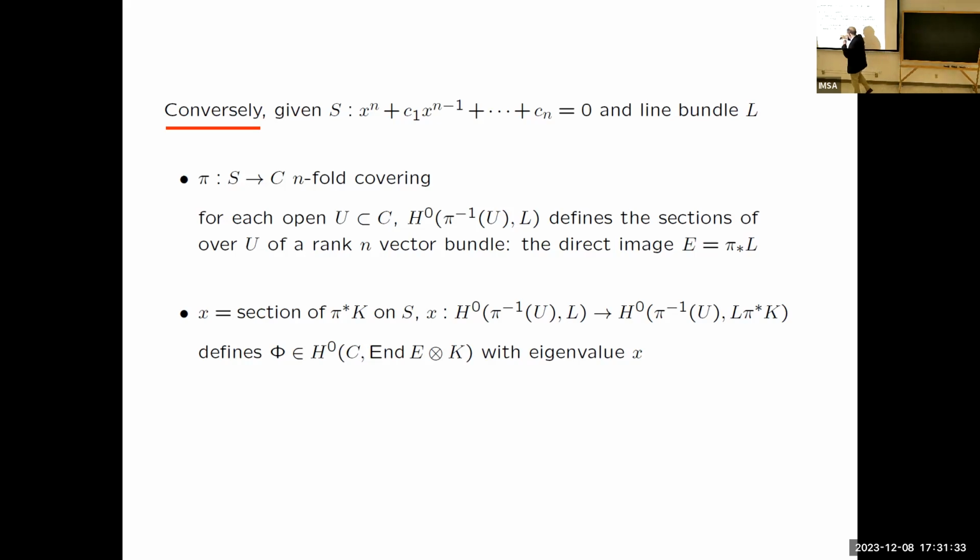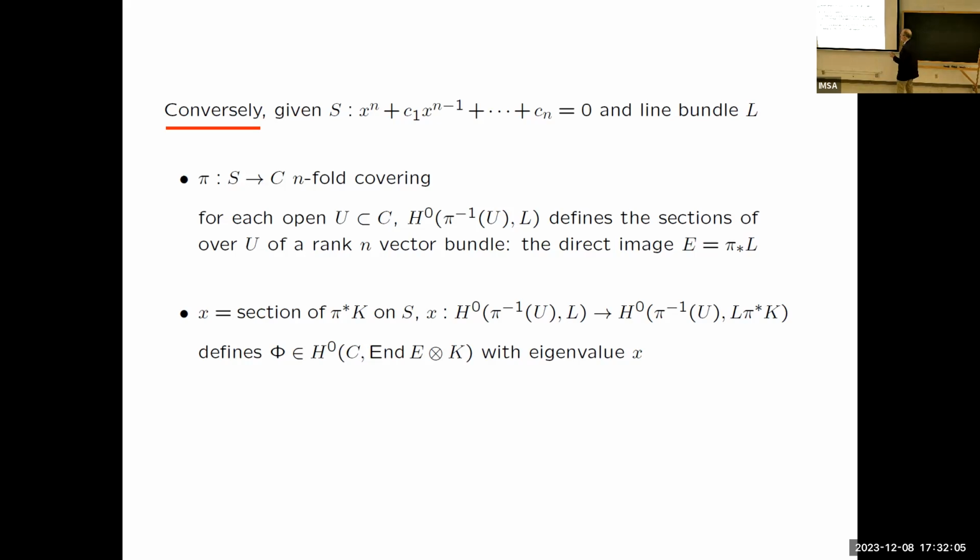And what was x? Well, x was really a section of the pullback of the canonical bundle on S. And so if you multiply by that, you get a map from the sections of E over U to sections of E tensor K over U, which is the Higgs field. And so this is a way of constructing Higgs bundles, classical Higgs bundles, shall I say, from an algebraic curve with a line bundle.